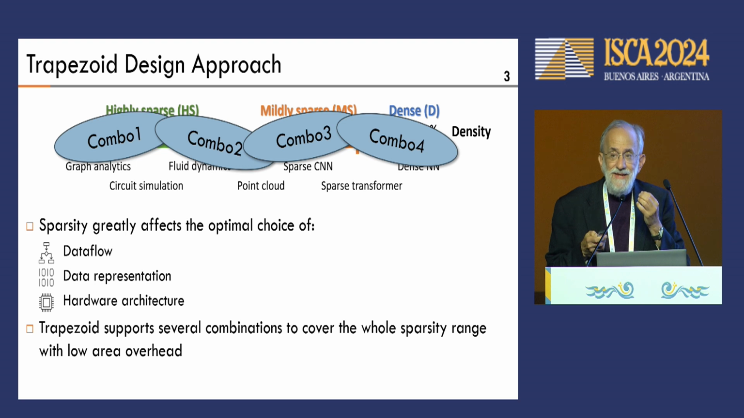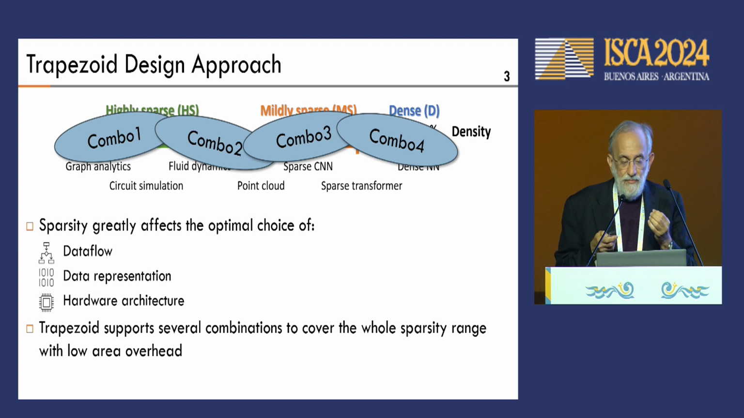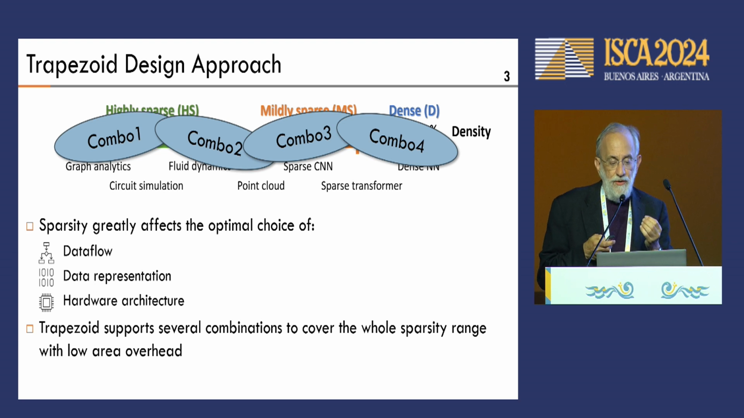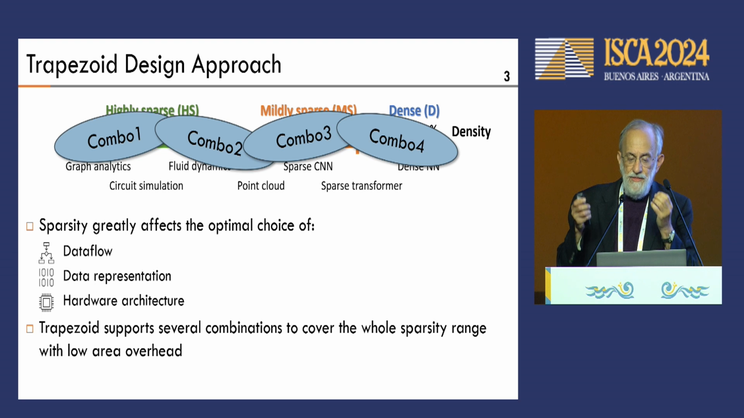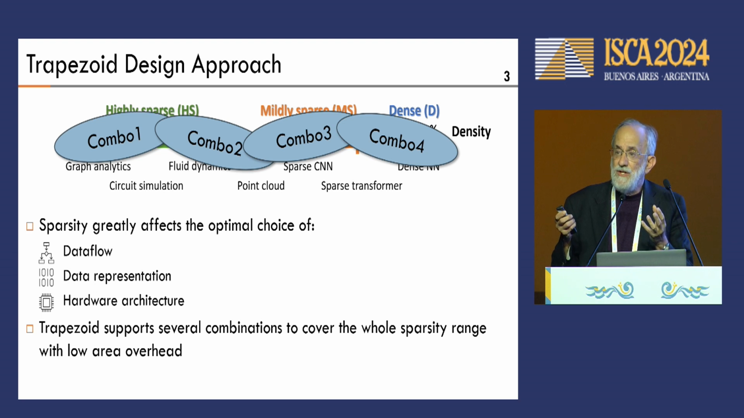So the idea of Trapezoid is to be able to support several different combinations in order to cover this variety of sparsity ranges.